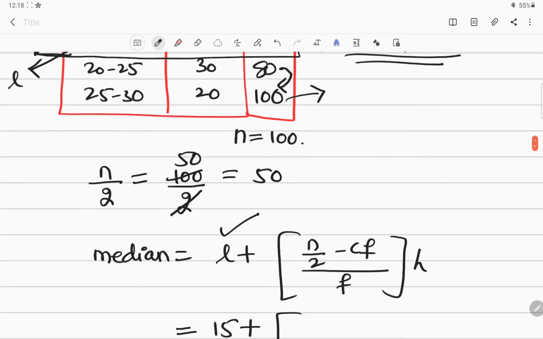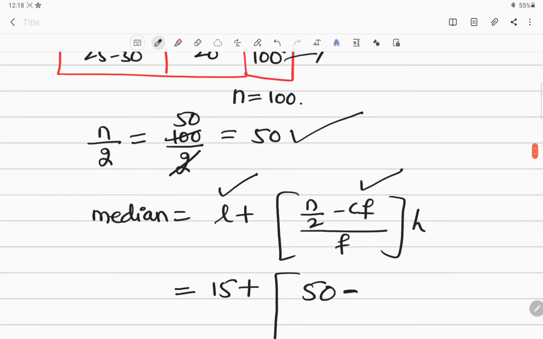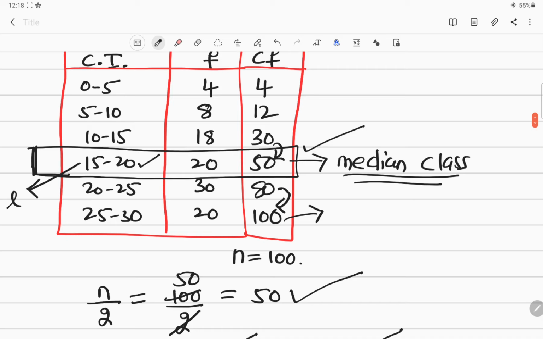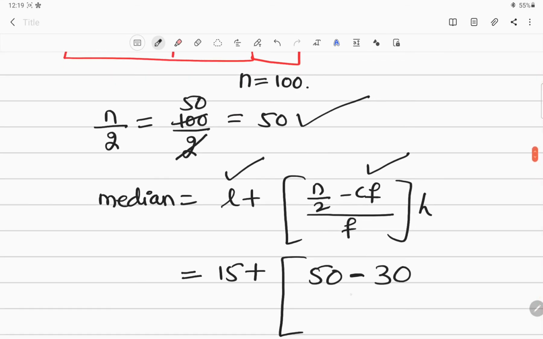Then n by 2. You already calculated n by 2, it is 50. So 50 minus Cf. Please try to understand this, children. Cf means the cumulative frequency of the class before the median class. Where is the median class? Median class is this one. Before this, which class is there? 10 to 15 is there. Its cumulative frequency is 30. So that's why the Cf value will be 30. So 50 minus 30, divided by.